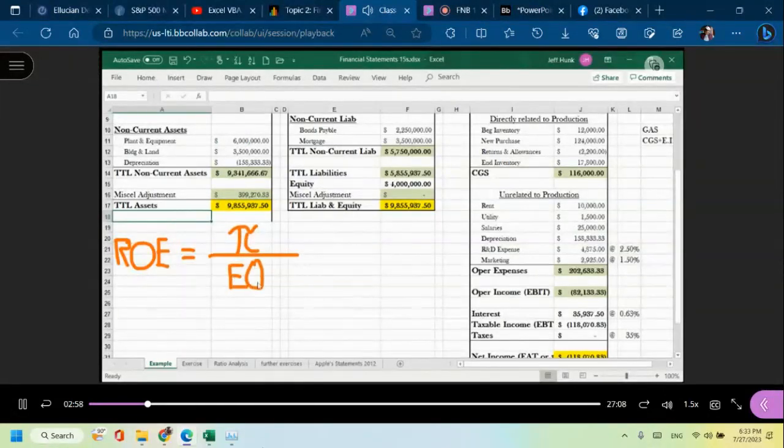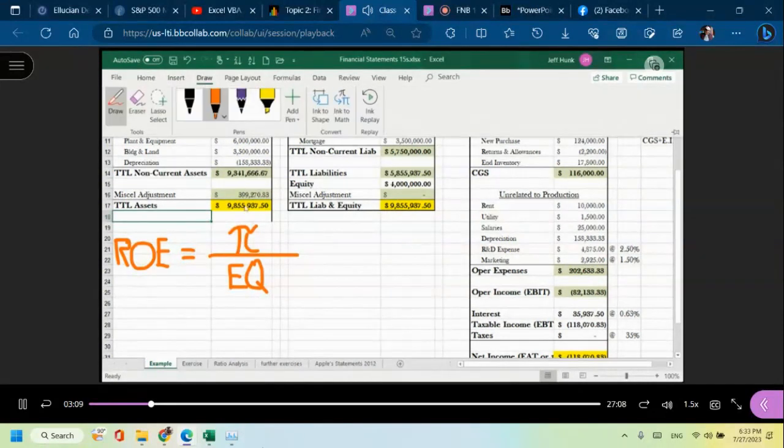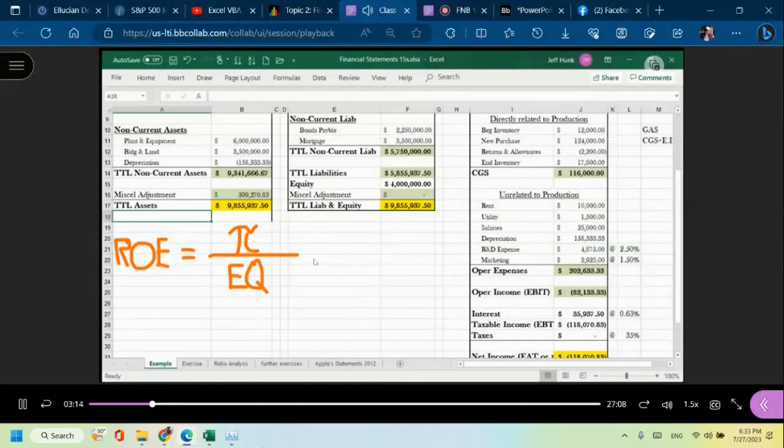But then here's the thing. Now let's think about it. Profit is also called EAT. Net profit is called EAT. So I'll just write it like this: EAT over equity. Now, here's the thing. We must consider the time dimension. We cannot ignore the time dimension.